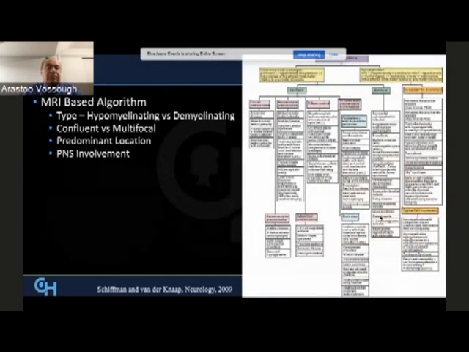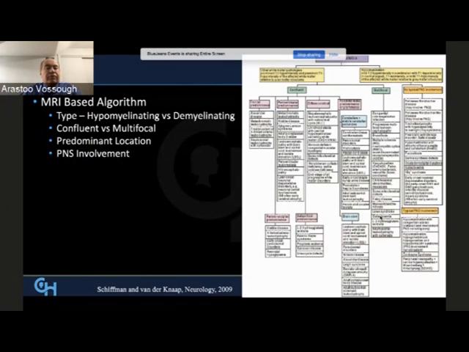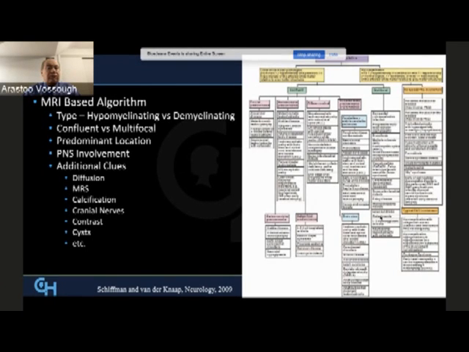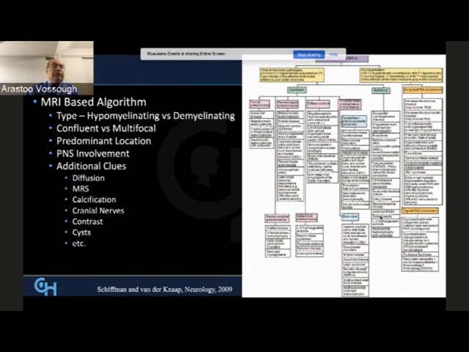So in summary, these MRI-based algorithms, particularly for the canonical or recognizable disorders, are quite helpful, separating them out into hypomyelinating and demyelinating by location. However, there are certain additional clues that can be helpful on imaging: diffusion imaging, occasionally targeted spectroscopy, the presence or distribution of calcification, cranial nerve or other malformations, contrast, the presence of cysts, and so on and so forth.